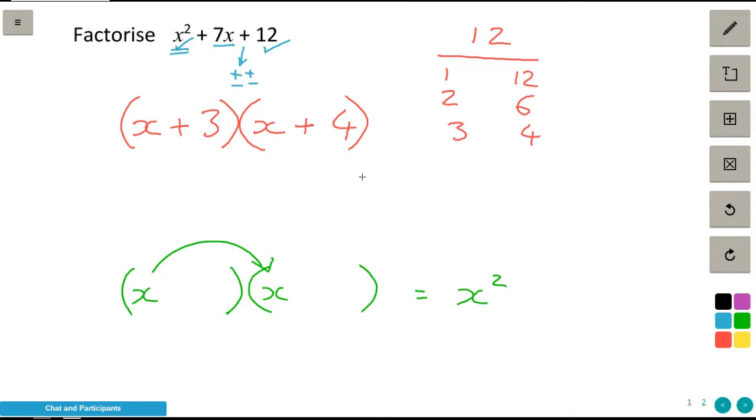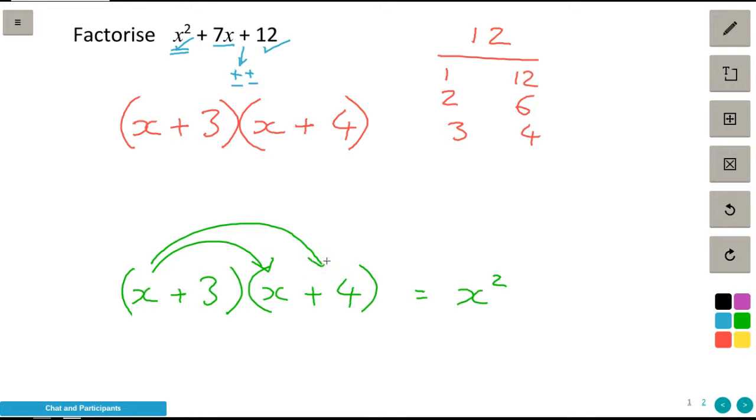And that's our answer. Going back to what I was doing down here, we can check that this works, or we can see that it works by putting this in now. So if we'd been working in the other direction, if we'd started with this pair of brackets here, we would have done the x multiplied by the x would have given us x squared.